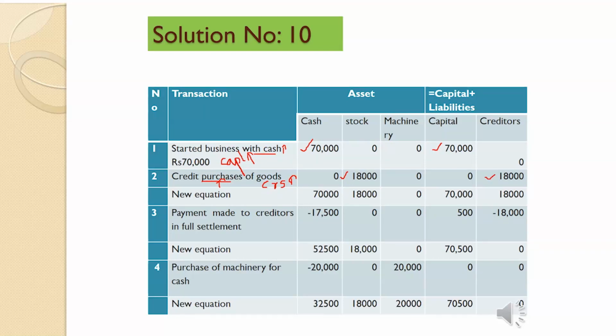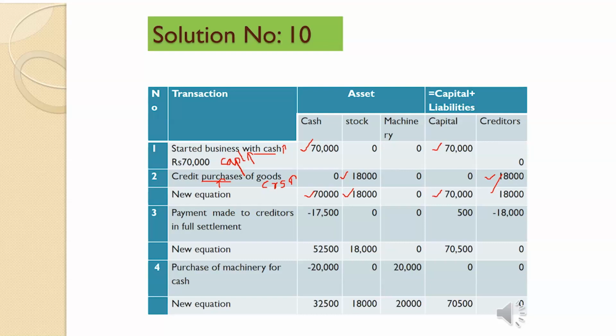So the equation for this transaction is: we already have 70,000 in cash. So cash value 70,000, stock value 18,000, then capital 70,000. Here creditors 18,000.